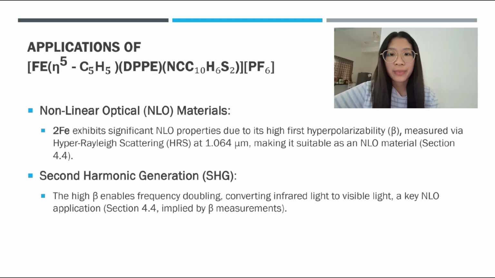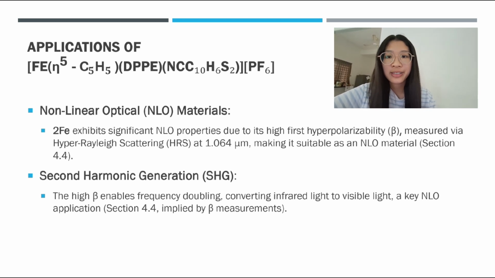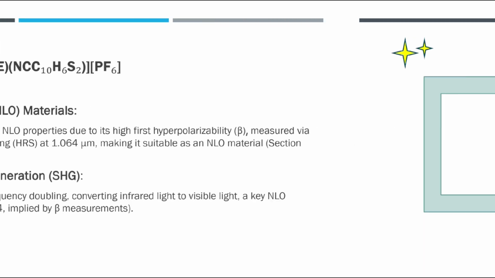So we get back to number 1. The ion is measured via hyper-Rayleigh scattering, and we found that it exhibits significant NLO properties because of its high hyperpolarizability, which we denote as beta. And then we get to number 2, SHG. This beta is very important. When the beta value is high, it enables frequency doubling, converting infrared light to visible light. This is a very important key of the NLO application in this journal.